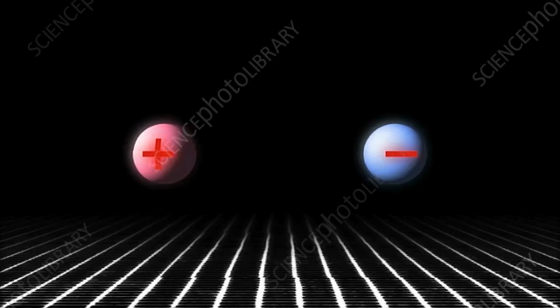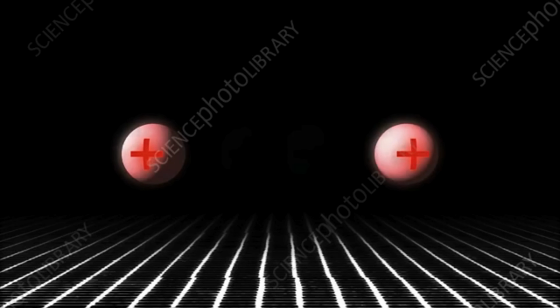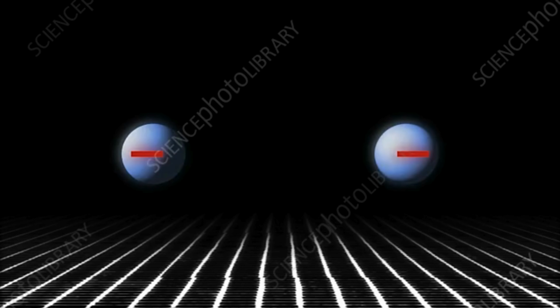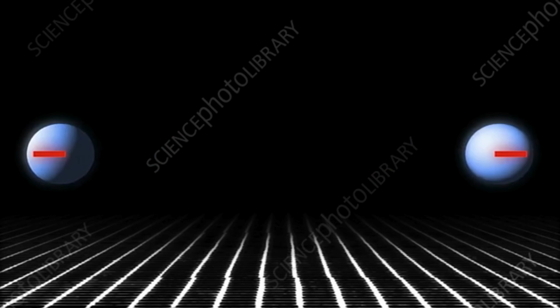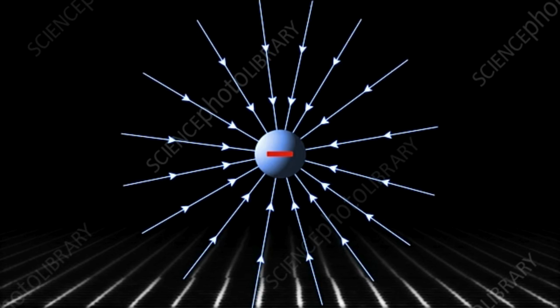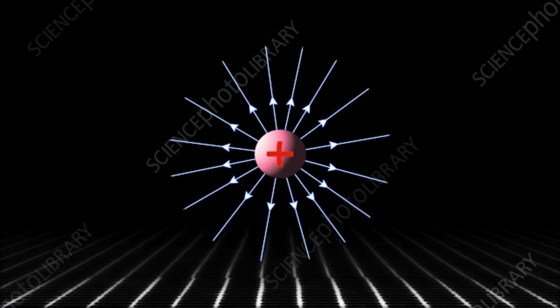Let's start with electric charges, specifically point charges. Point charges can either be positive or negative. If we have 2 point charges, they can exert forces on each other. Now, whether this force is attractive or repulsive depends upon the sign of these 2 charges. If they're opposite charges, they attract each other. If they're the same charge, they repel.